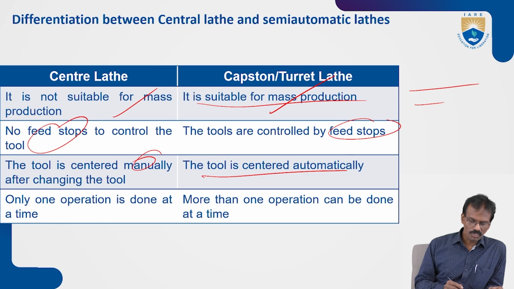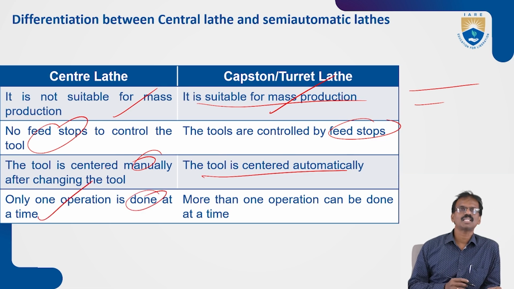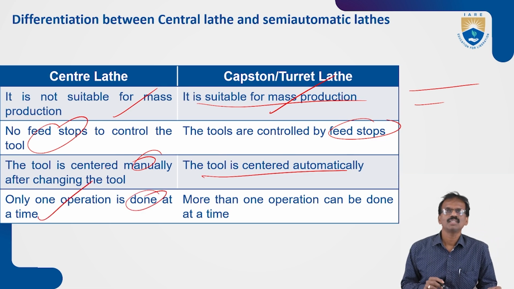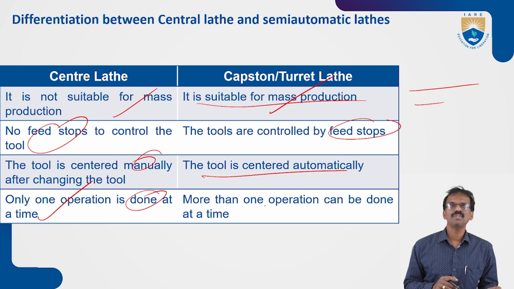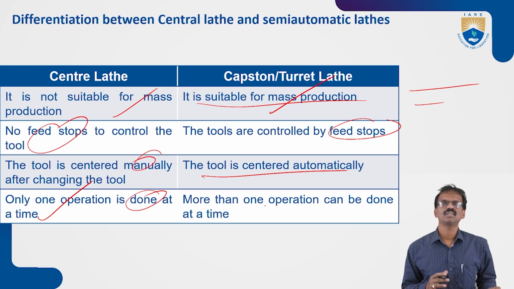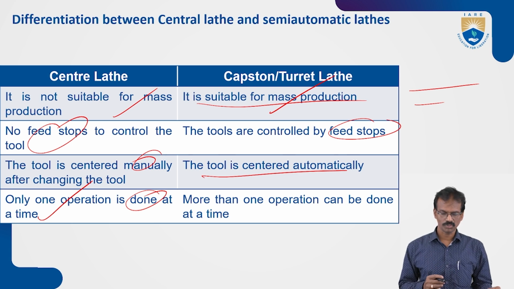So here only one operation is done at a time. Here we can perform different operations at the same time, by using the turret head and by using the front and the rear tool post. So these are the differences between the central lathe and the capstan turret lathe.